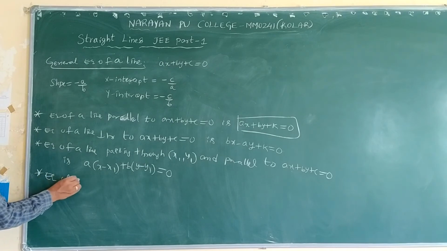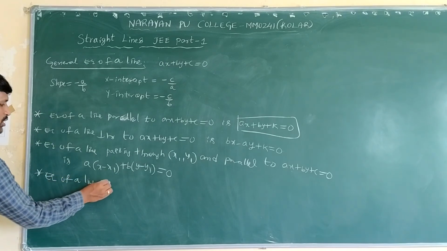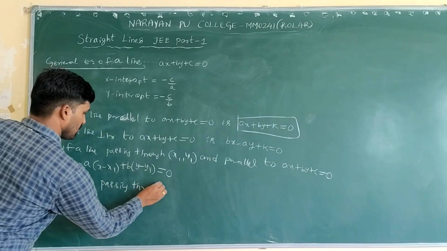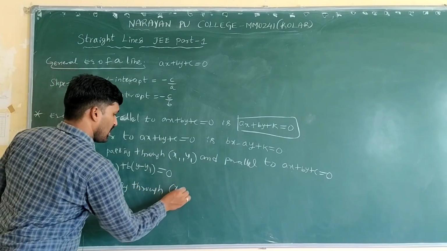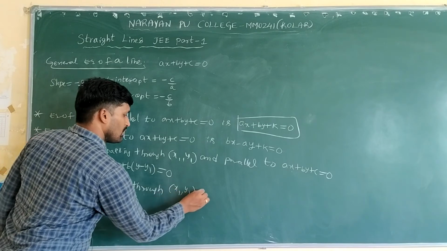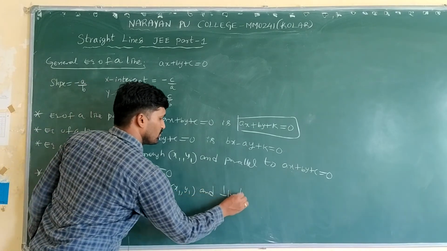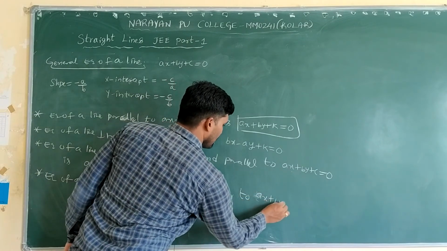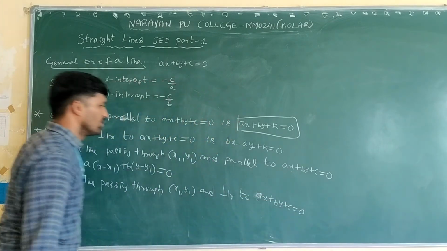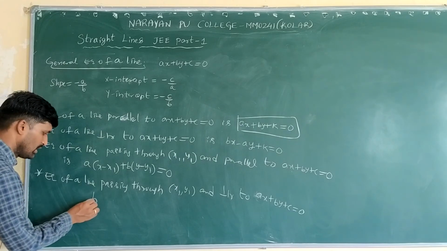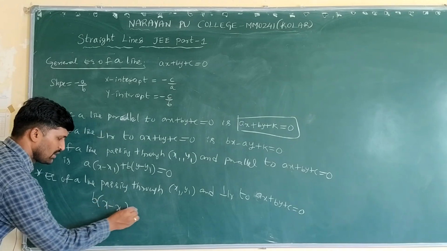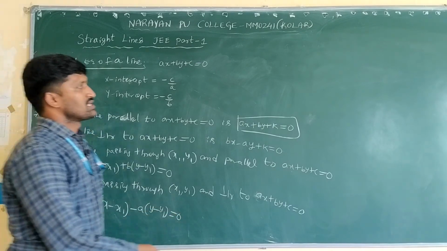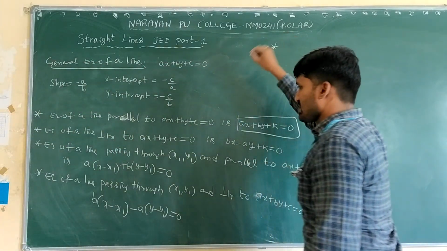Similarly, equation of a line passing through x1 comma y1 and perpendicular to the line ax plus by plus c equal to 0, then the equation of the line is b into x minus x1 minus a into y minus y1 is equal to 0. So one more formula, remember the formulas.